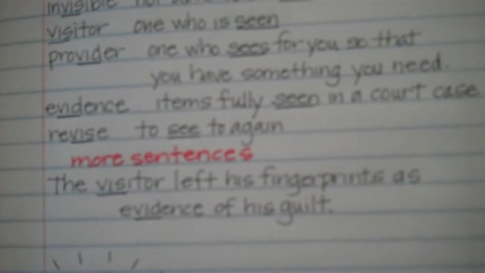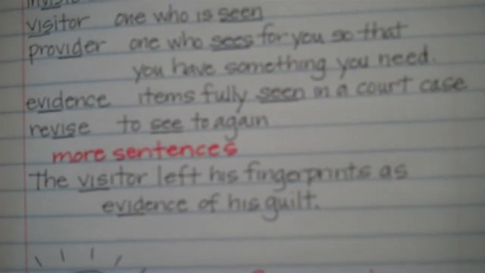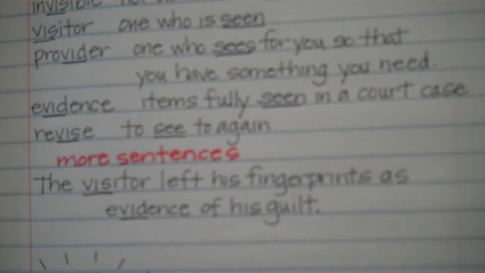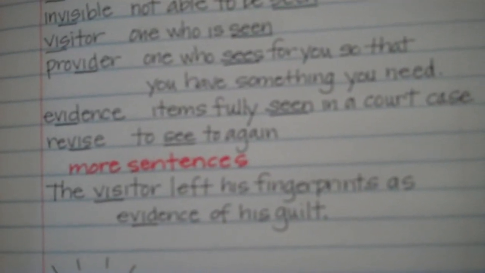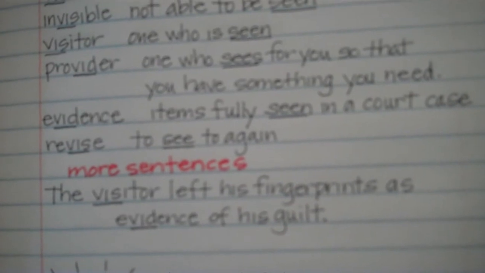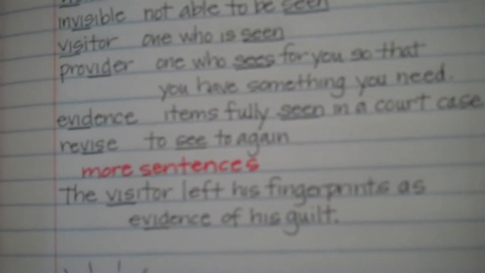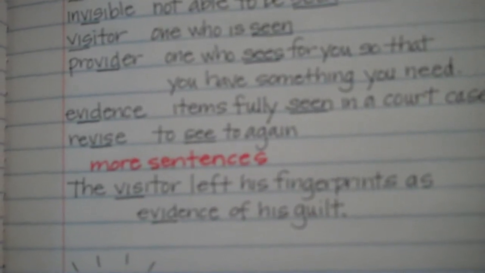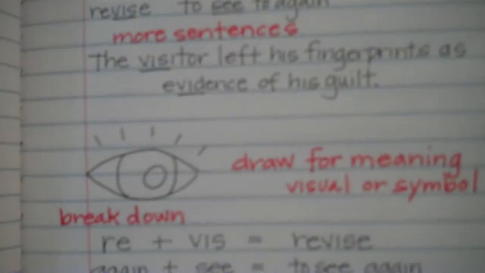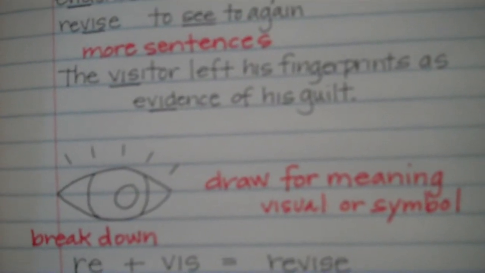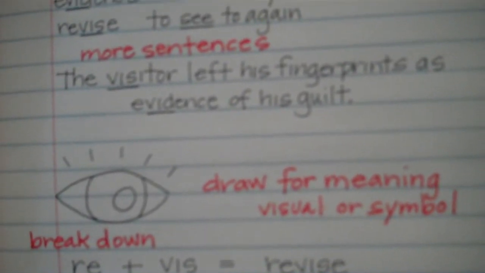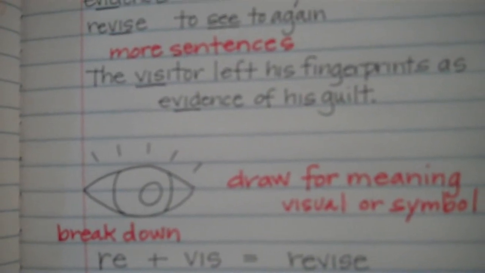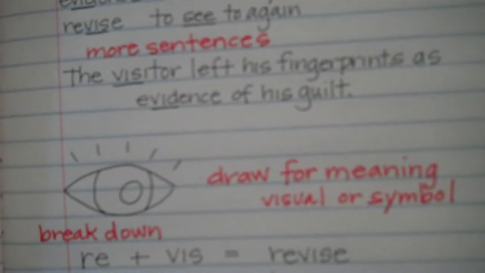Next, you would pause the tape and write down some sentences to show that you understood this root a little better. I've given an example. The visitor left his fingerprints as evidence of his guilt. Again, I've underlined the root. For more help, I recommend that you draw a picture or a symbol. I've given an example. Draw this symbol for meaning so that it will help you remember what that root means. In this case, I drew an eye for seeing.